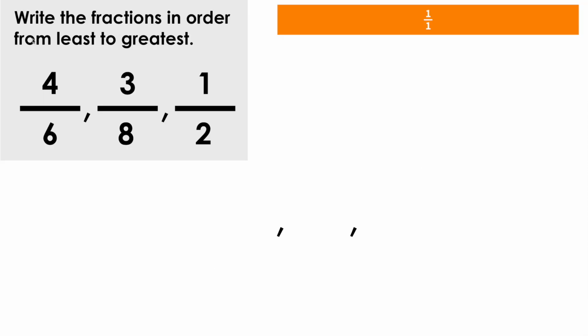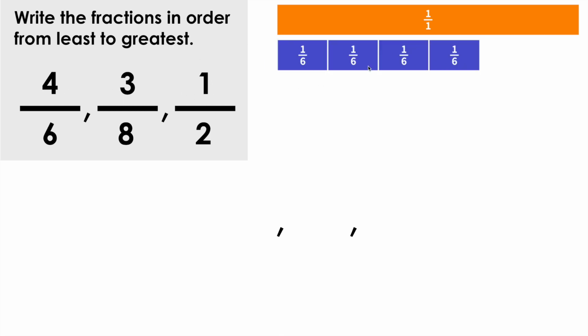Today, we will order fractions from least to greatest. Write the fractions in order from least to greatest. We have 4 sixths, 3 eighths, and half. Let's start by representing 4 sixths. We know 4 sixths is more than half because half would be 3 sixths.